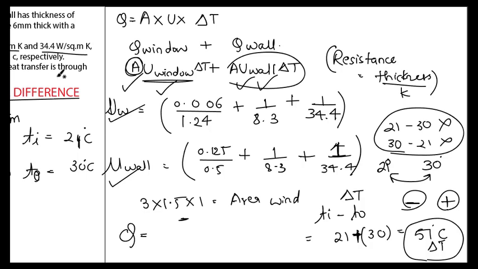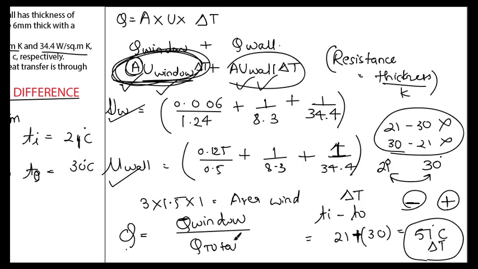And the second question is what percentage of heat transfer takes place through windows. So just take these three terms, this is the heat transfer through windows. Divide this by the total heat transfer and multiply by 100 to get the percentage. So the percentage of heat transfer is Q value of window divided by Q value of total, into 100.